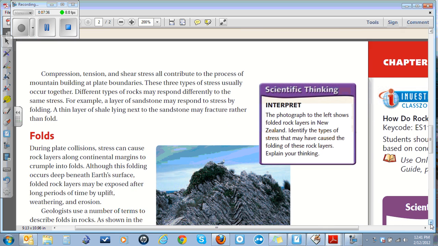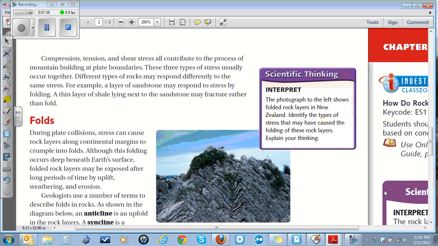Compression, tension, and shear stress all contribute to the process of mountain building at plate boundaries. These 3 types of stress usually occur together. Different types of rocks may respond differently to the same stress. For example, a layer of sandstone may respond to stress by folding. A thin layer of shale lying next to the sandstone may fracture rather than fold.